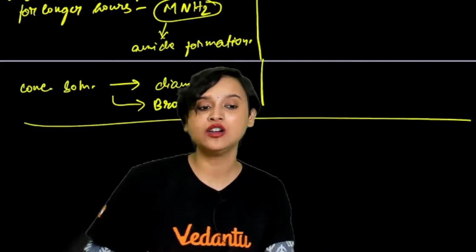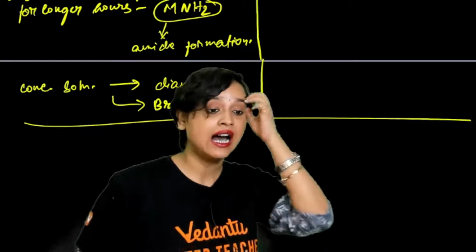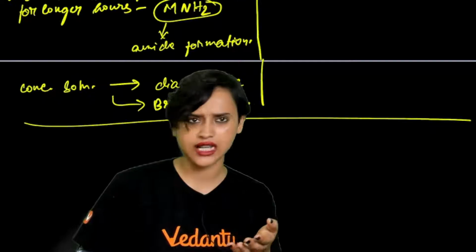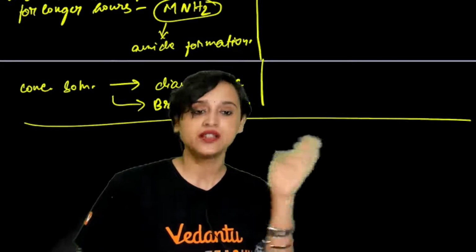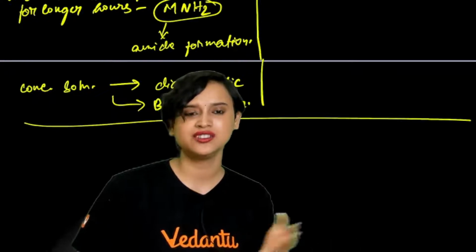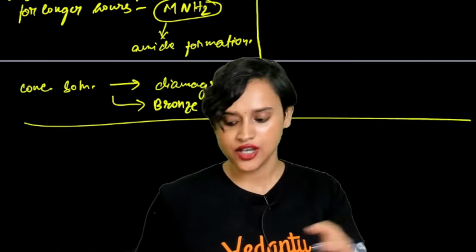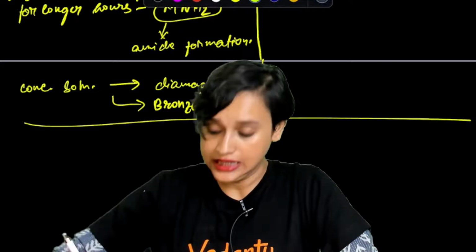Now let's learn about reaction with acid. Why? We just saw these were forming basic oxides, so obviously they will react with acid. You know what they will form, right? So any metal you take, let's write it down here.